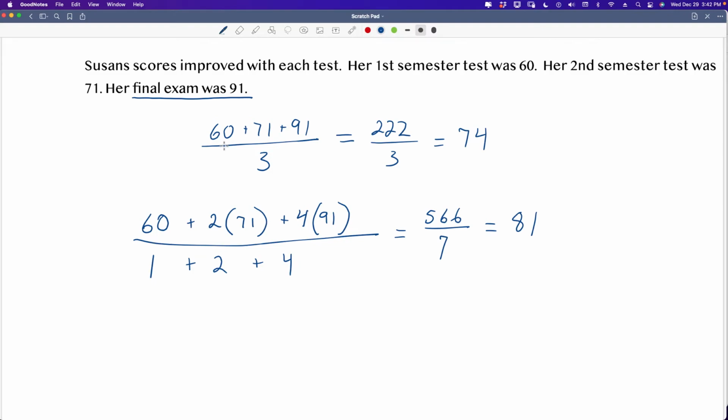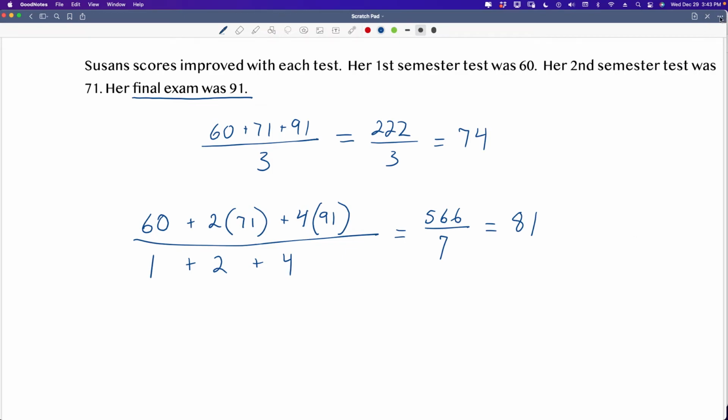We don't know, but what we do know is she really put in some good effort on that final, and that final also covered the material that was here and here. So she should get a little bit of extra on that. And so that's what the teacher did. By weighting these scores, by giving them extra value, it increased her final average.